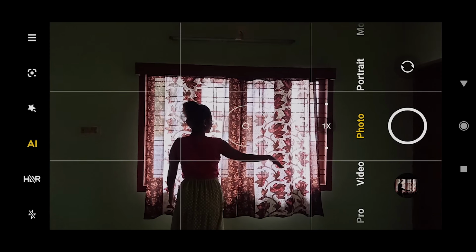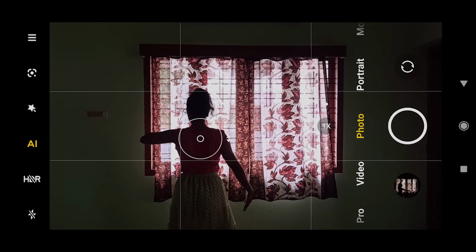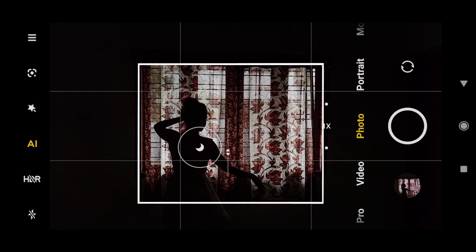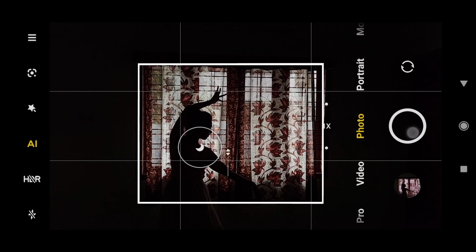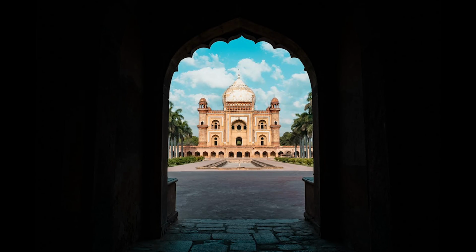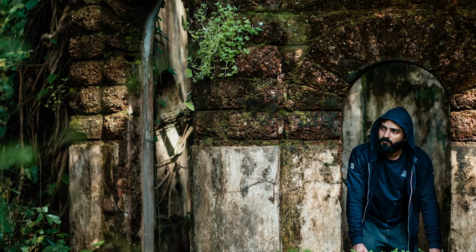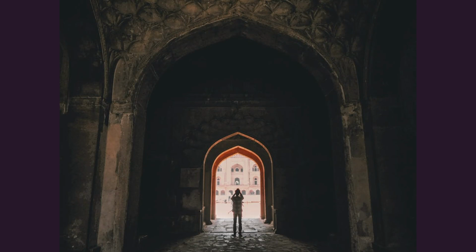Let's take another example of this dancer. While the dancer is dancing, the frame behind the dancer is helping us to bring more attention to the dancer. So while composing an image, it's always better to look for a special frame which we can include in our frame to make it look more beautiful.